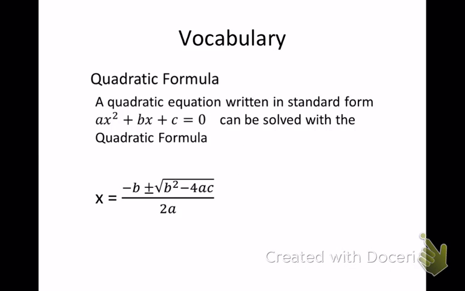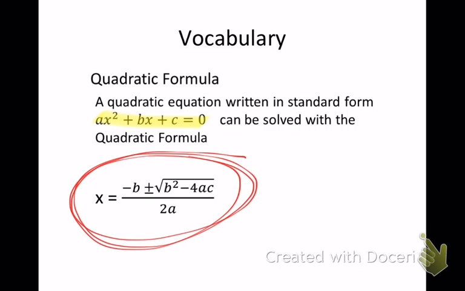So what is the quadratic formula? Well, a quadratic equation written in standard form, ax squared plus bx plus c, which is standard form, can be solved with the quadratic formula. Okay? The quadratic formula basically is what gives us the zeros. So if you think about it in our parabola here, we've been finding the zeros, which is where it crosses the x-axis. But sometimes there's some points where they just don't meet nice and neat. You get some fractions or you get some radicals, and that's what we're dealing with today.